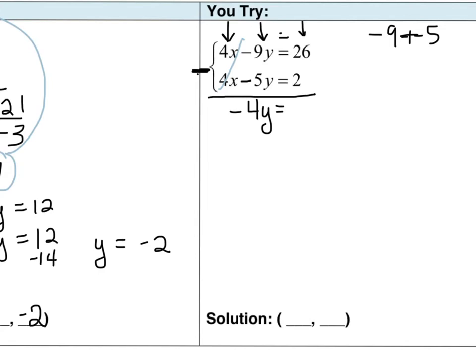And next we'll do 26 minus 2, which is 24. So I think you can take the rest of the problem from there. You should get negative 7, negative 6 for your answer.